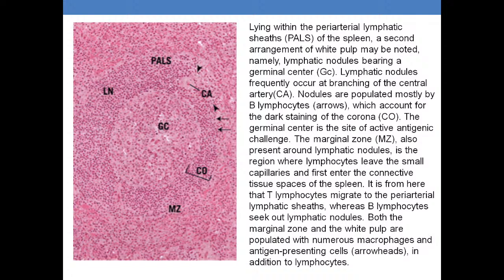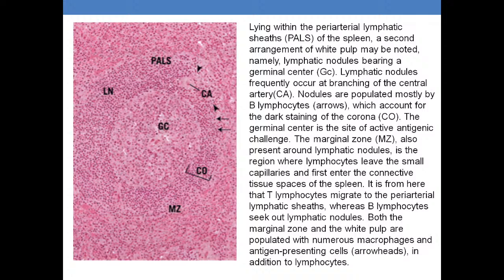Lying within the periarterial lymphatic sheaths of the spleen, a second arrangement of white pulp may be noted, namely lymphatic nodules bearing a germinal center. Lymphatic nodules frequently occur at branching of the central artery. Nodules are populated mostly by B lymphocytes, which account for the dark staining of the corona. The germinal center is the site of active antigenic challenge.